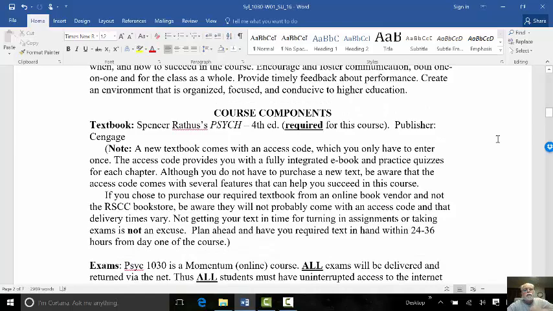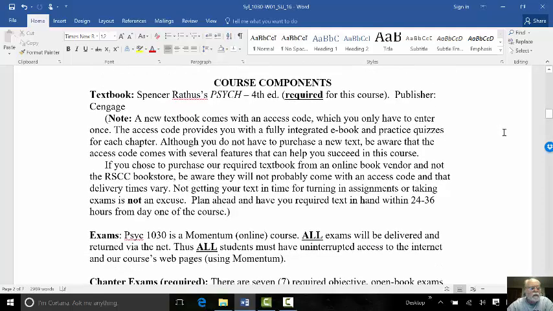Our textbook is rather straightforward. It's located in the bookstore. It's Spencer Rathus's Psych, 4th edition. It's required for this course. Please note this. A lot of students, and I'm not going to say don't do it, get their course textbook off the net. They go to Amazon.com or Books.com or someplace, and they order a copy.